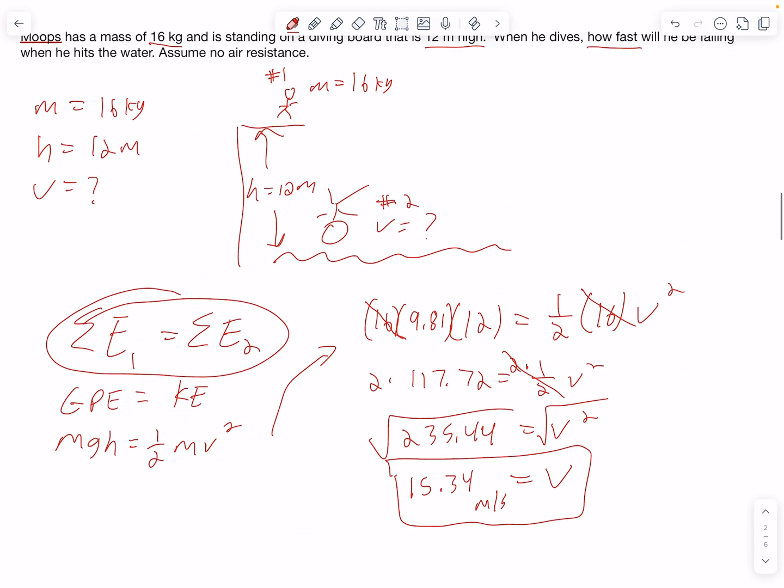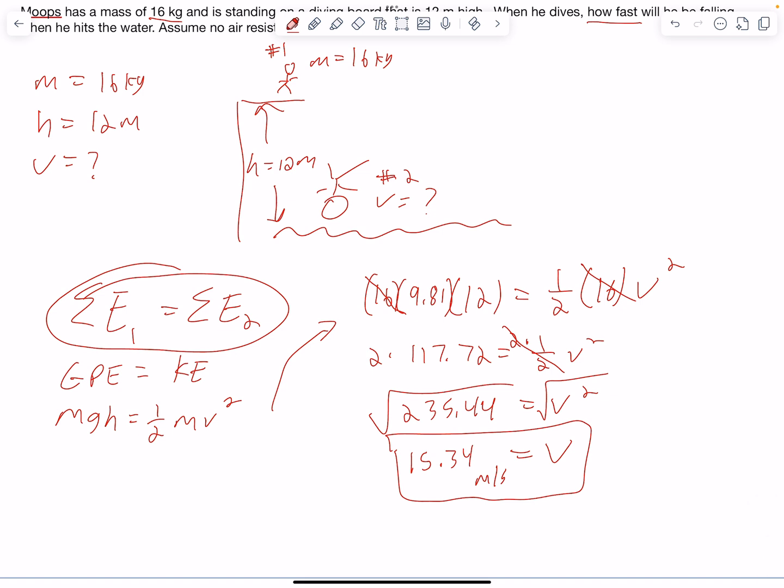Let's just double check these. For this one, we had the same thing. We took a square root. It should really be positive or negative. And really, we should have the negative 15.34 because it's going down. So technically, that would be the right answer. Because it's going down, not up. So our velocity needs the direction.